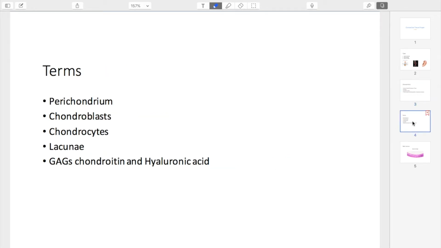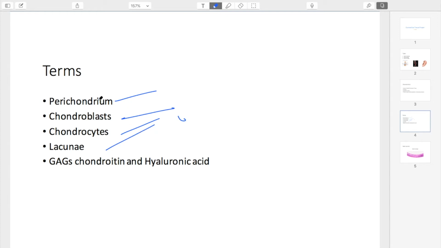These are the terms you're going to face while you're talking about cartilages. We just want to see what the terms are and what they do. Basically, when you see these things, these are the terms related to cartilage.